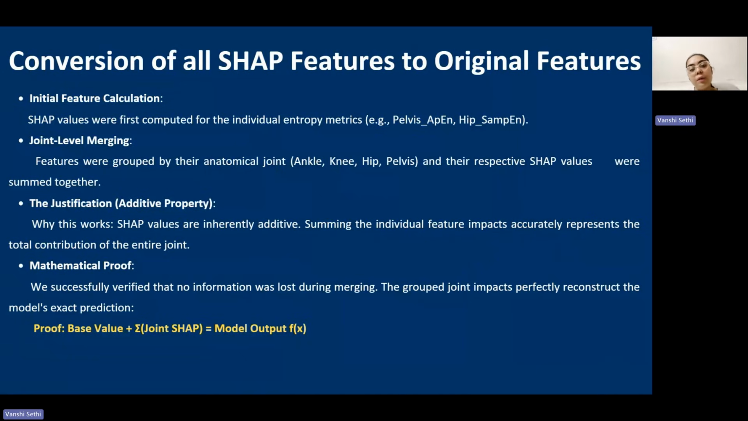But one thing was really different over here. That is, I cannot give these results to any scientist or a doctor to use. I need to convert them to original features only, that is, the angles that I was already given in the original features. So I needed to do this thing. I did a bit of research. I got to know that if I firstly calculate the SHAP values for all the entropies, I can later sum them up because they have an additive property and I can revert back to my original features. That is the thing I did over here.